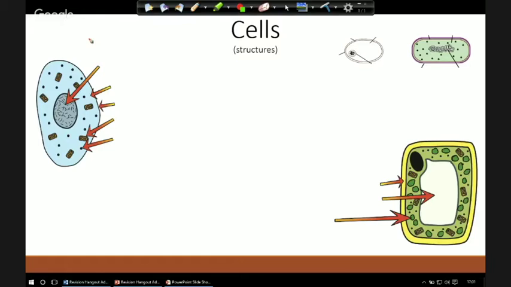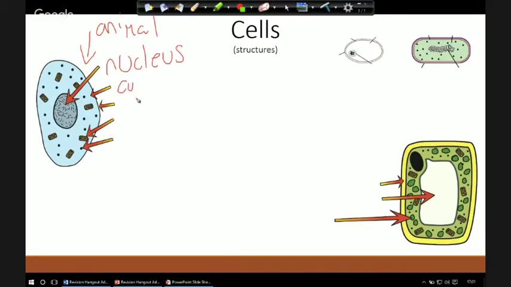In an animal cell, which is here on the left, we've got the following key components, the cell organelles. The first one is the nucleus. Now, the nucleus contains our genetic information. It controls the activities of a cell.